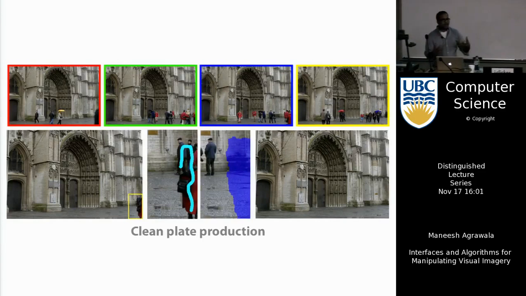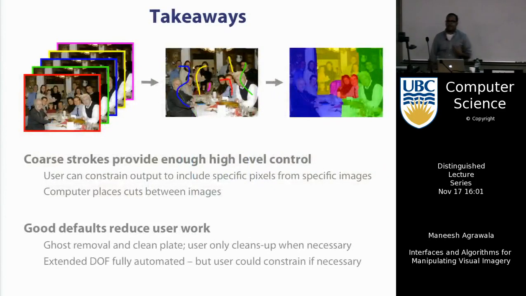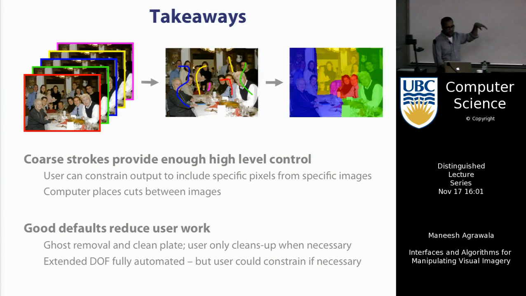So these are the kinds of very simple interfaces that allow me to quickly express my design intentions and then generate the desired result. And that's really the main takeaway from this project. These coarse strokes can provide high-level controls. And we can also have a good set of defaults, but allow the user to modify the automatic result to produce an even better result.